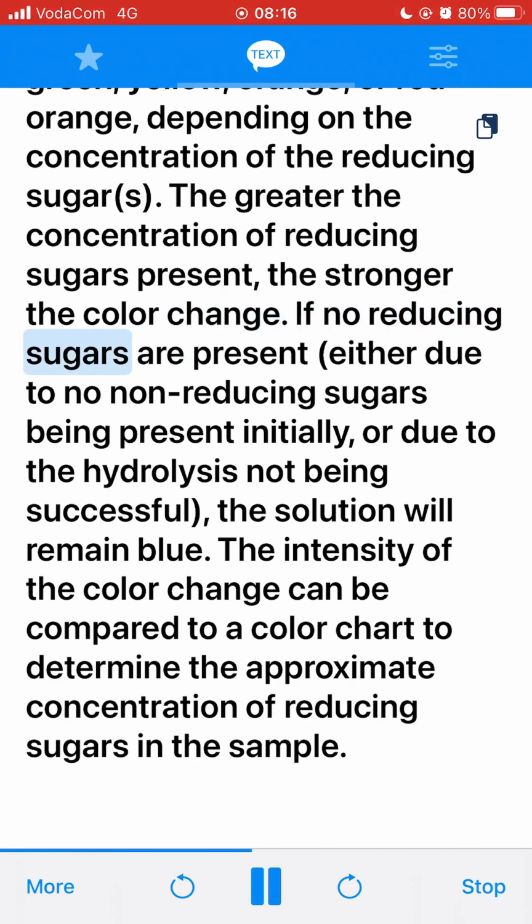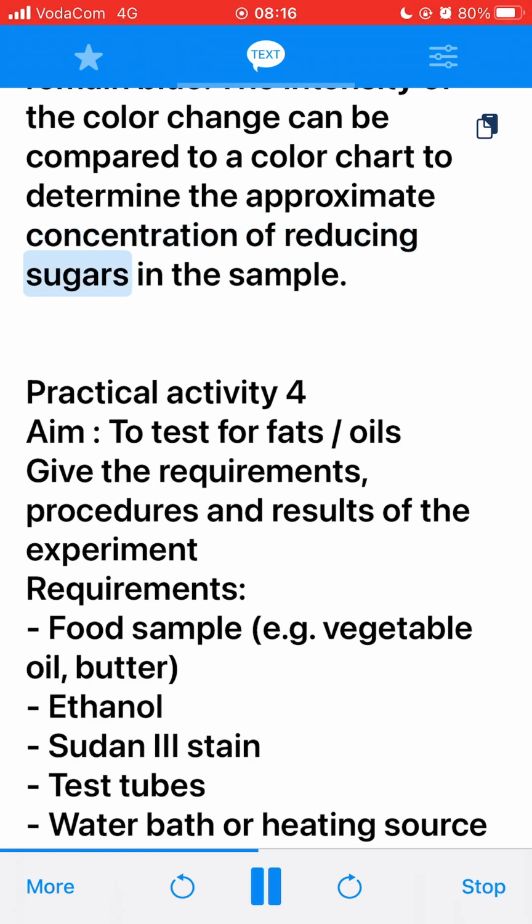If no reducing sugars are present, either due to no non-reducing sugars being present initially, or due to the hydrolysis not being successful, the solution will remain blue. The intensity of the color change can be compared to a color chart to determine the approximate concentration of reducing sugars in the sample. Practical activity 4.